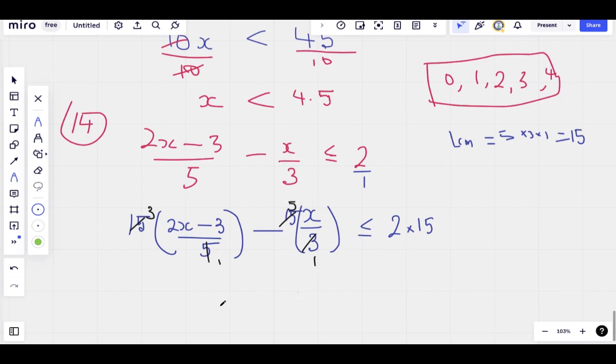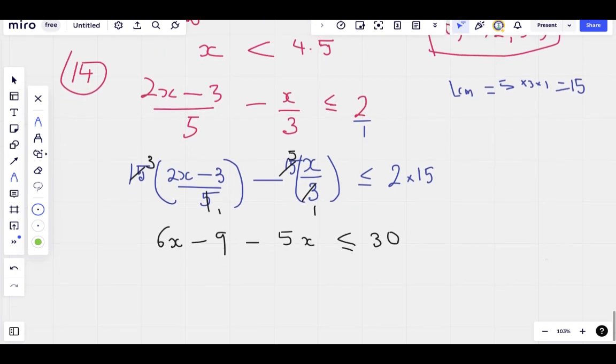So we expand and we equate. 3 times 2x, we have 6x. 3 times negative 3, we have negative 9. Don't forget this minus. Minus 5 times x, we get minus 5x. This is less than or equal to 2 times 15, we get 30.